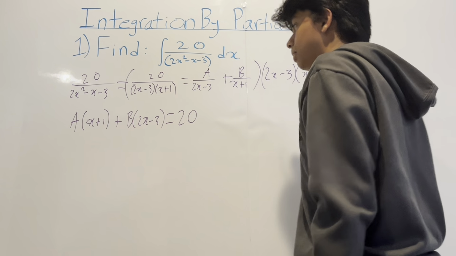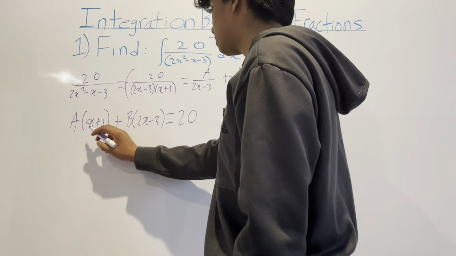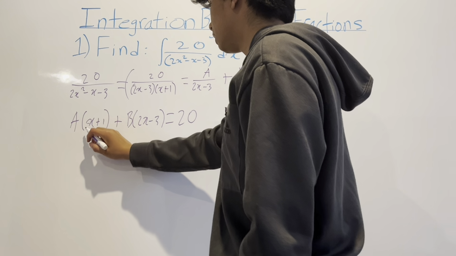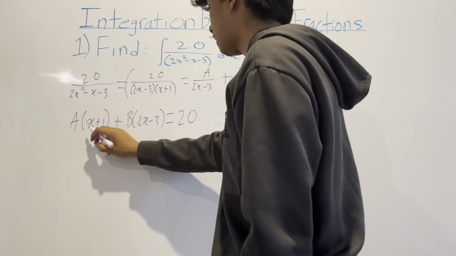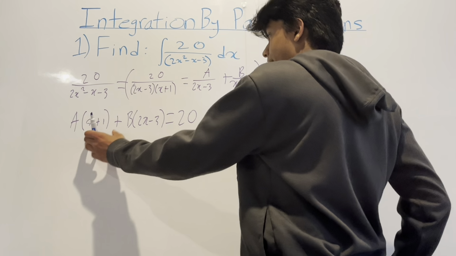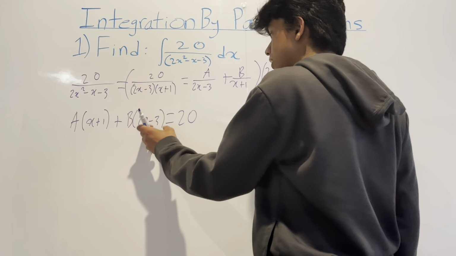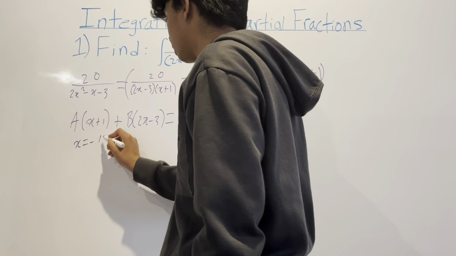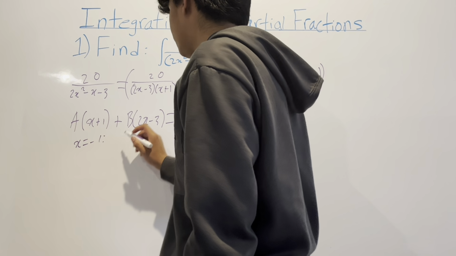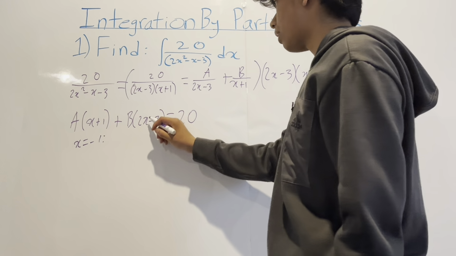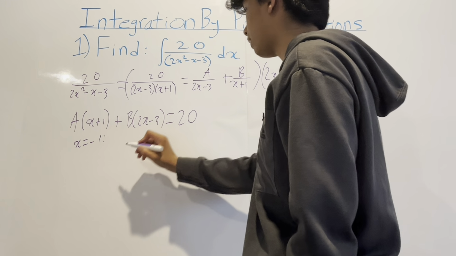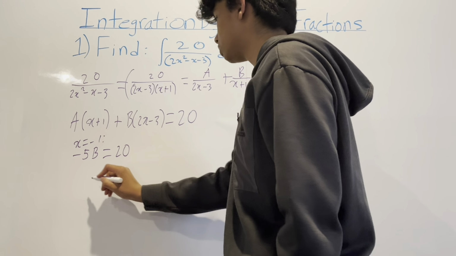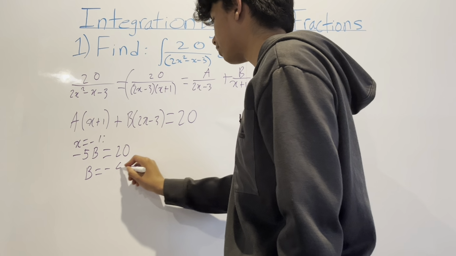Now we can solve for A and B if we just set x equal to -1 and 3 over 2. I got those values by setting what's inside the parentheses equal to 0. If x plus 1 equals 0, x is -1. 2x minus 3 equals 0, x equals 3 over 2. So first, let's say x equals -1. Now, this will get canceled off, so B times, now x is -1, so -2 minus 3 is -5, so -5B equals 20. So B equals -4.